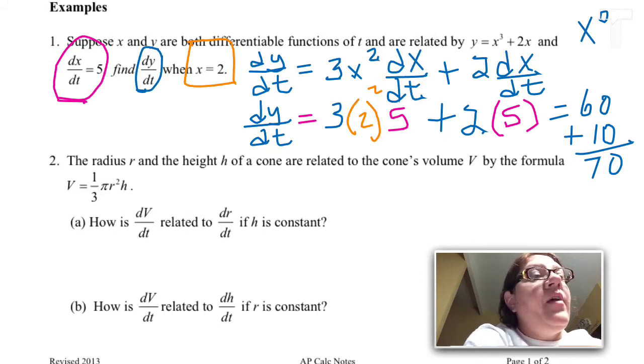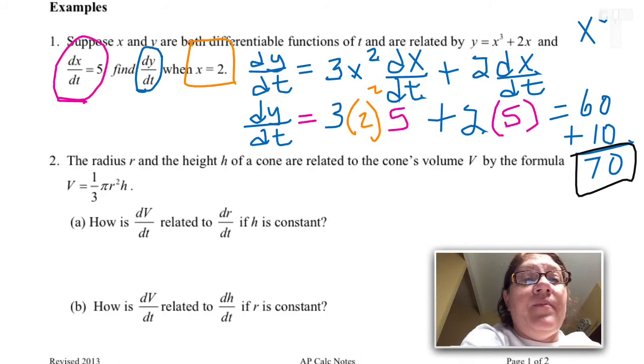70. Final answer, Regis. Lock it in. I'm going to be a millionaire.